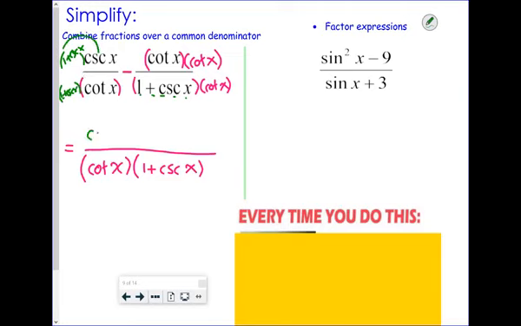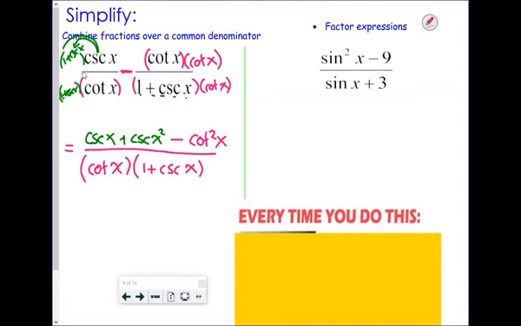Distribute. Cosecant of x, 1 times cosecant of x, then I've got plus cosecant of x times cosecant of x, which is cosecant of x squared. Then I've got this minus cot squared x. Well, that looks like a big hot mess. Let's see what we can do there.